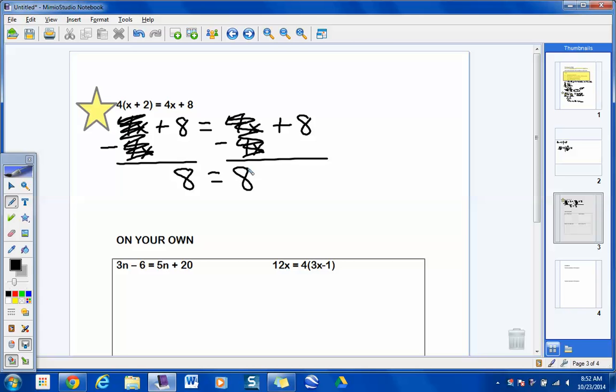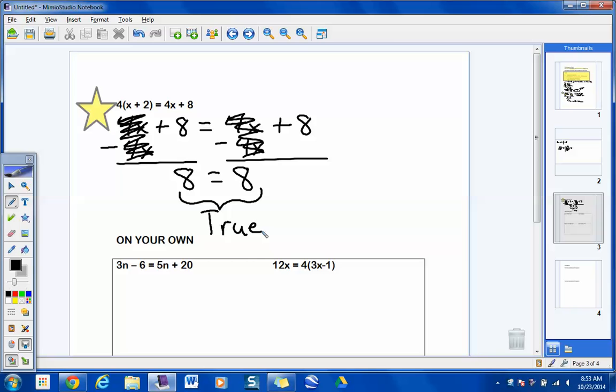What about this statement right here? 8 is equal to 8. This statement, 8 is equal to 8. What about that? Is that a true statement or false statement? True. That one's true. So, when all of our variables fall out like this, sometimes you're going to get a false statement, sometimes you get a true statement. Under the false statement condition, it said no solution.